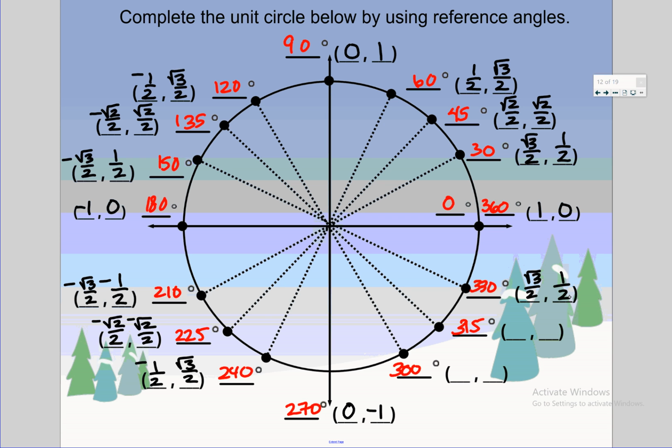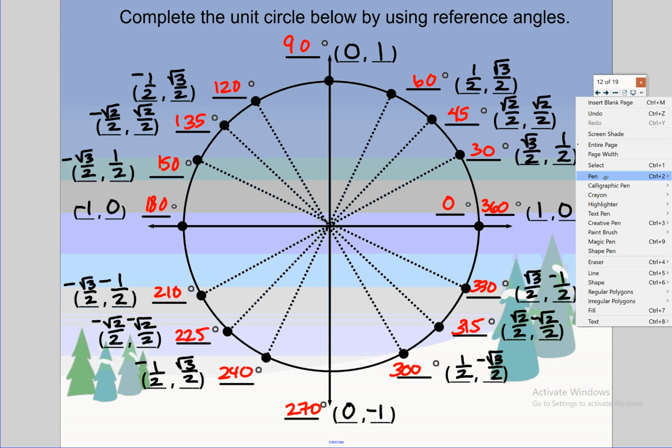What's negative if I'm in quadrant 4? The y's. Rad 2 over 2, rad 2 over 2. The y is negative for 315. And then for 300, 1/2 and negative rad 3 over 2. All right, so make sure you've got that filled out.